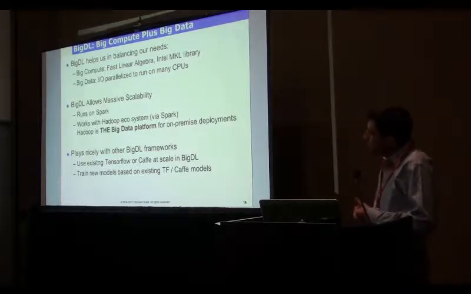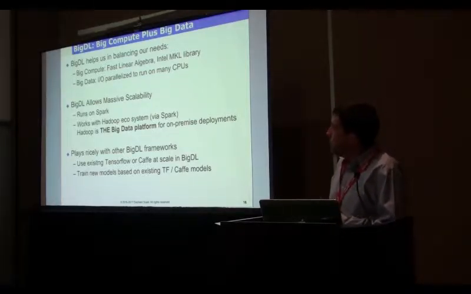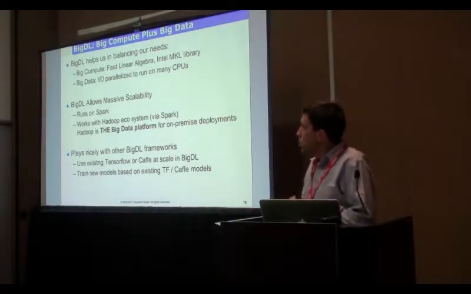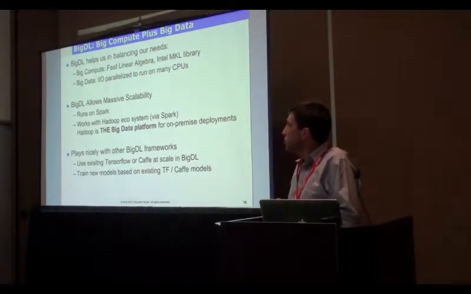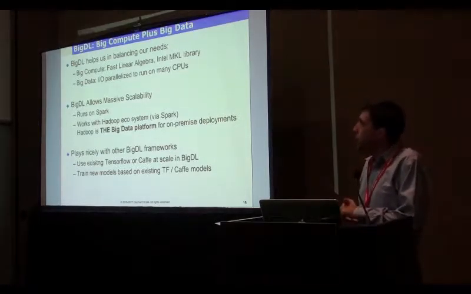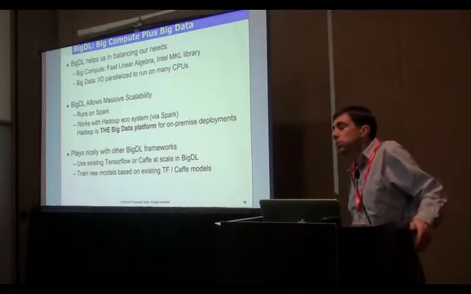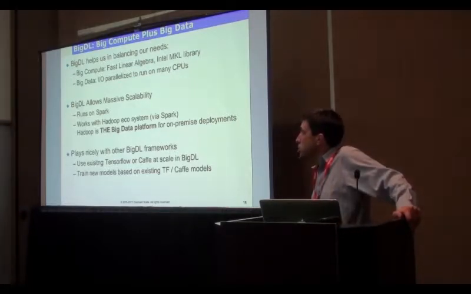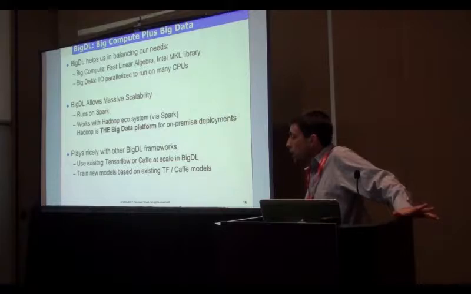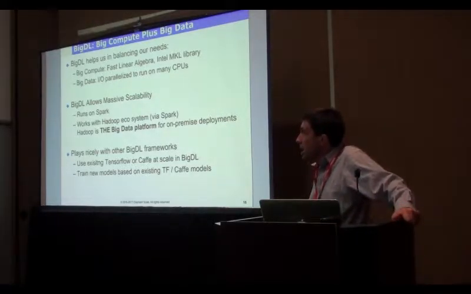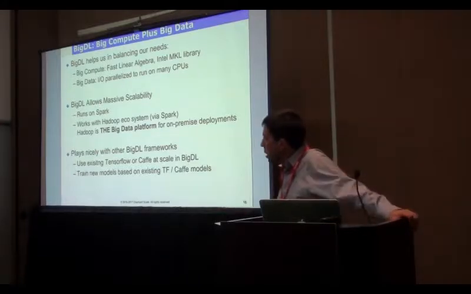Now, BigDL is going to give us big compute plus big data. Big compute is going to be fast linear algebra, the Intel MKL library, while big data concerns are going to be I/O and parallelizability to run on many CPUs and on many nodes for distribution. It's going to give us massive scalability. So we're going to run Spark.